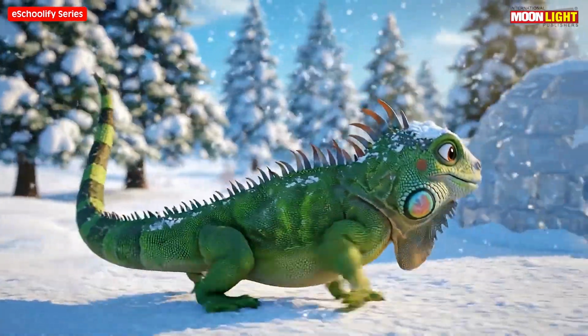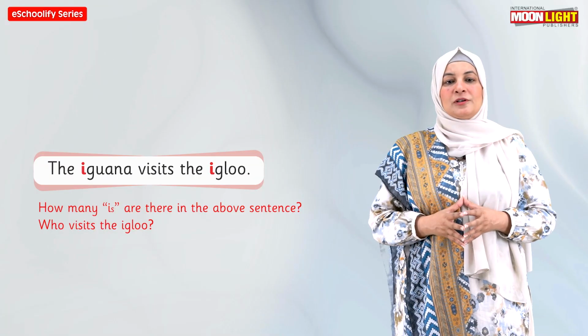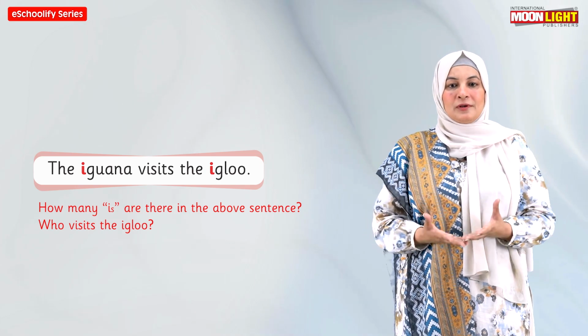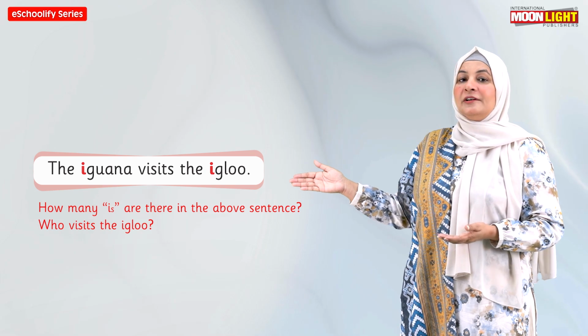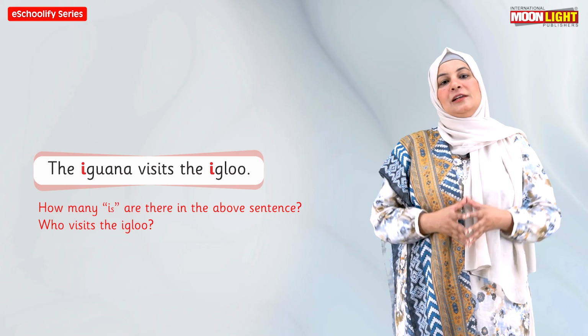After that, the statement is given over here. The iguana visits the igloo. The iguana visits the igloo. Then ask different questions. What is the color of iguana? What's the color of igloo? After that, how many eyes are there in the above sentence? And who visits the igloo?